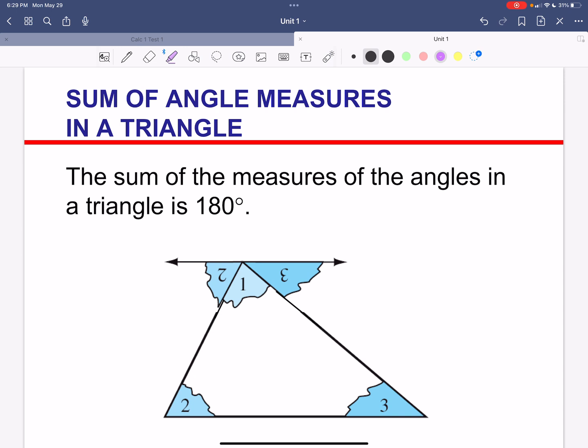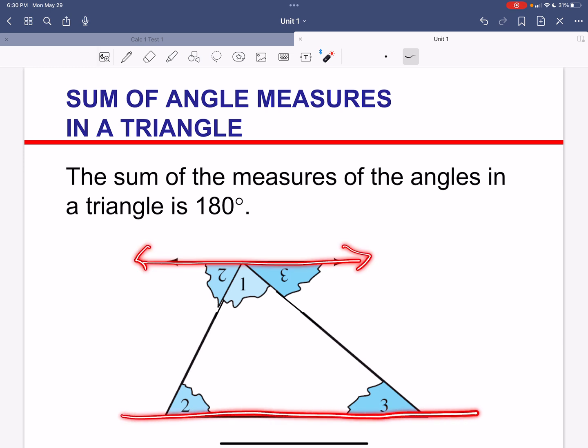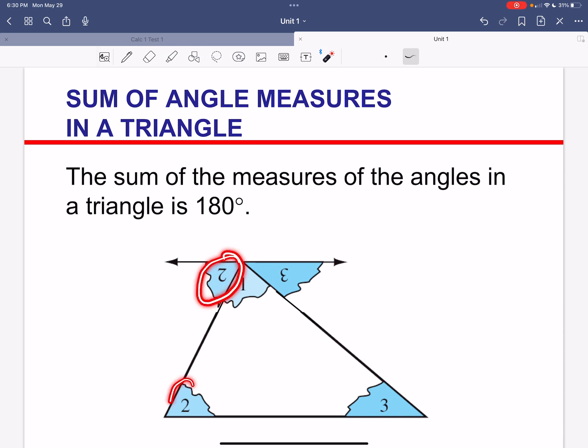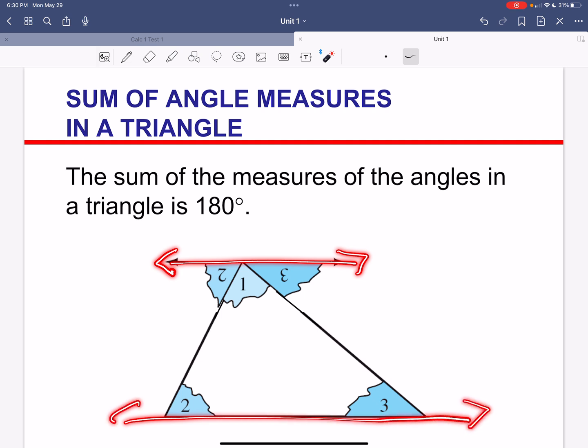What I also want you to see is this line right here is parallel to this line in our triangle. So these two angles are going to be alternate interior angles, and these two angles are going to be alternate interior angles. If we've got a straight line right here in our triangle that's parallel to this one right here, we are able to determine the measure of these angles. And we are going to do some of these right now.